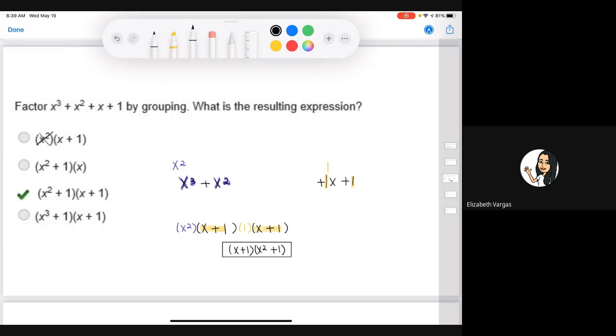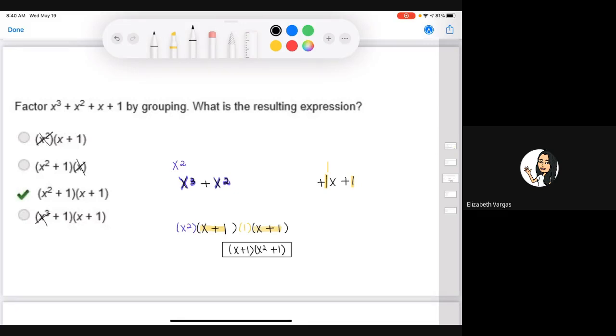This one's missing a +1. This one's missing a +1. That one's exactly right. This one has x cubed. I need x squared, and so therefore C is my answer. So this one, you're going to complete all those steps to the very last step. And then once you get to the very last step, you're looking for that resulting expression. So what expression did you get at the end? Where the other one we stopped before the last step.